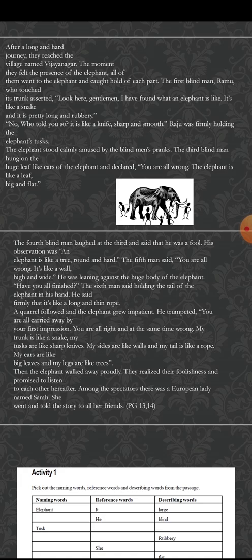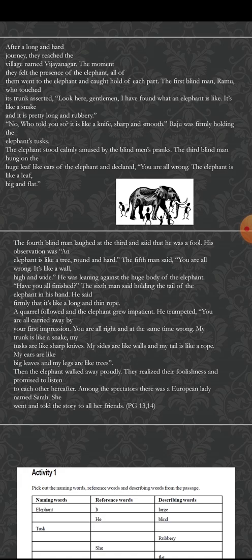The third blind man hung on the huge leaf-like ears of the elephant and declared, "You are all wrong. The elephant is like a leaf, big and flat." So the third blind man said that no, it is neither long and rubbery nor sharp and smooth. It is like a leaf, big and flat. So what did he hold? He held the ears of the elephant.